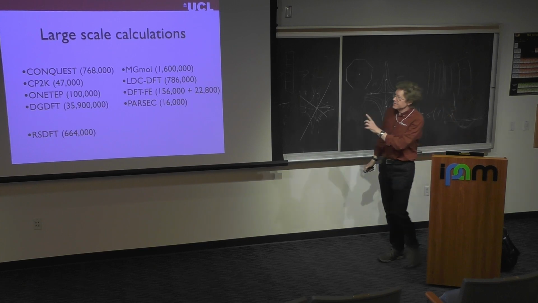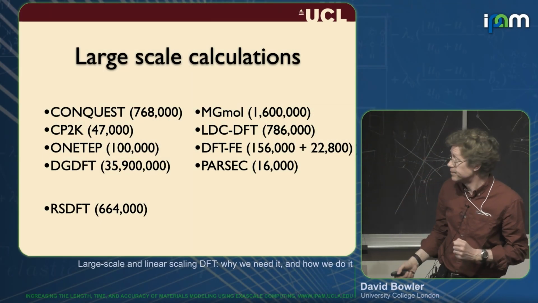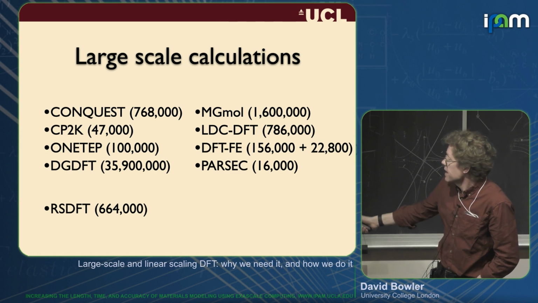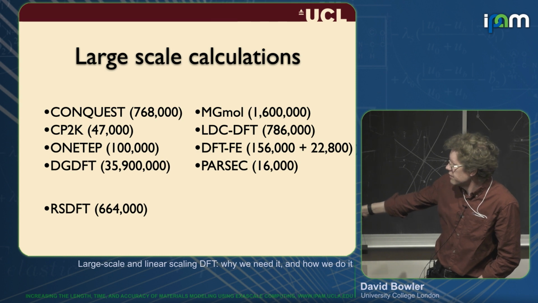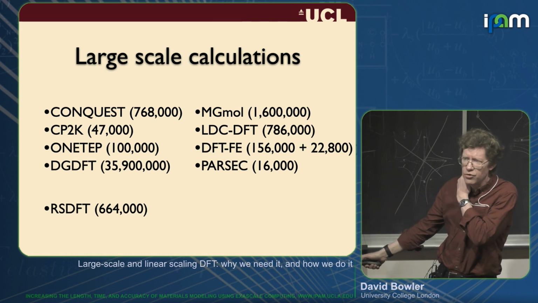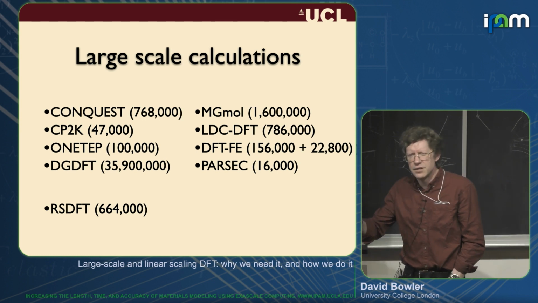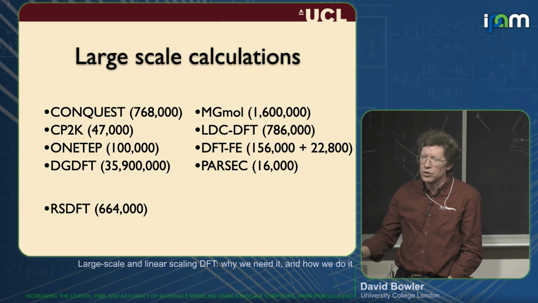And then here's the flip side. How many processes, how many cores can you go to? And here's an example of the scaling that people have gone to. This DGDFT, that was actually announced at the Supercomputing Conference last year. It's a Chinese code, and it was running on the Sunway, their new machine. They went to 36 million cores.